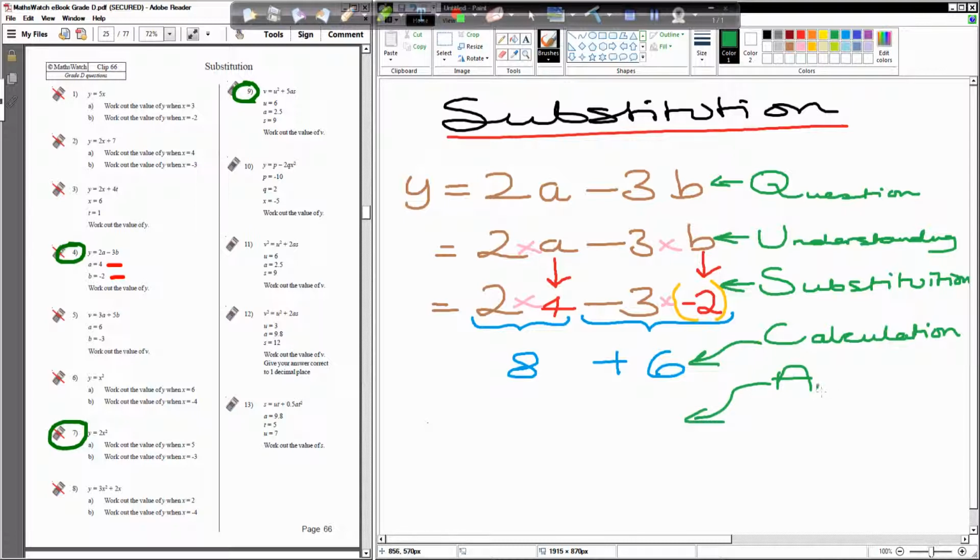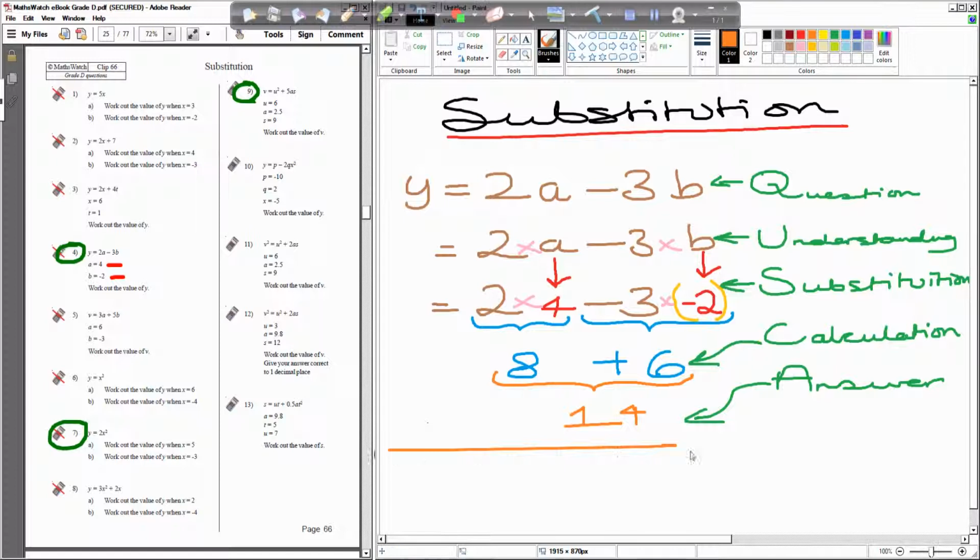And the last part is our answer. So, 8 plus 6 will give us an answer of 14. So there is our answer.